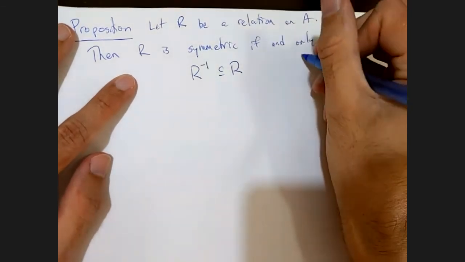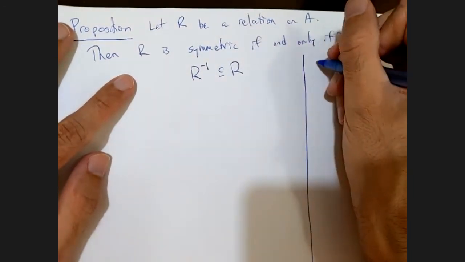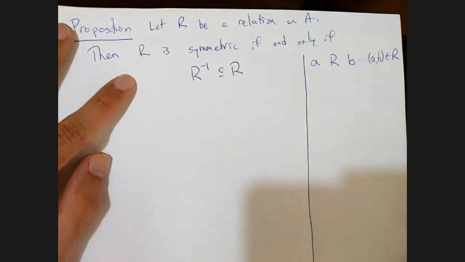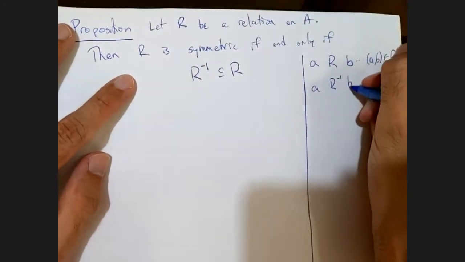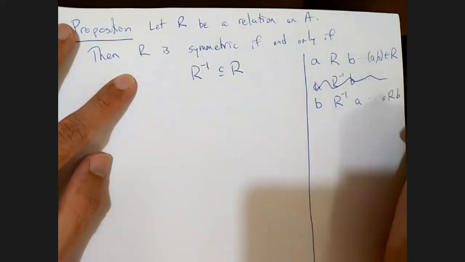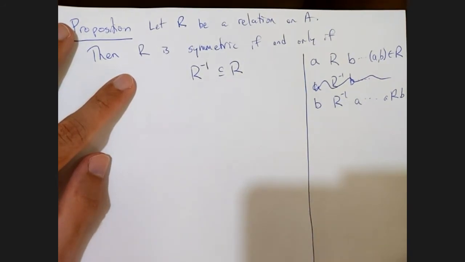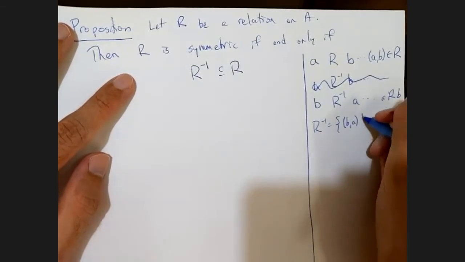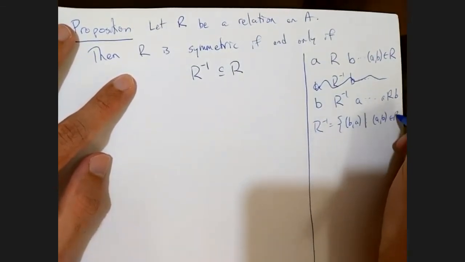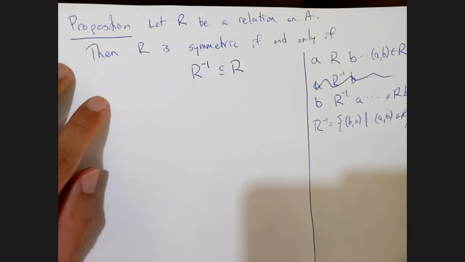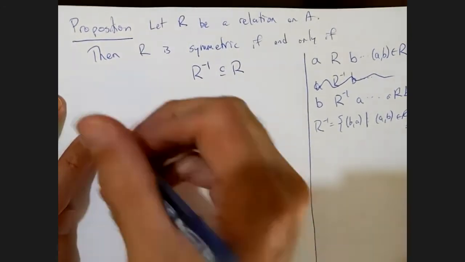Okay. And let me just remind you of a few of the notations. If I say that A R B, that just means A is related to B. And R inverse is just the set of ordered pairs (B, A) such that (A, B) is in R. Okay. So let us prove this kind of proof.